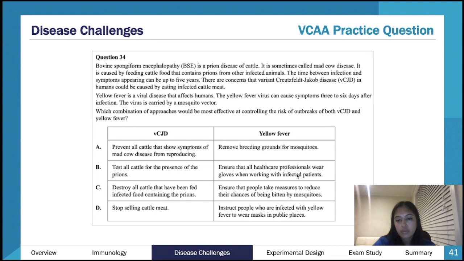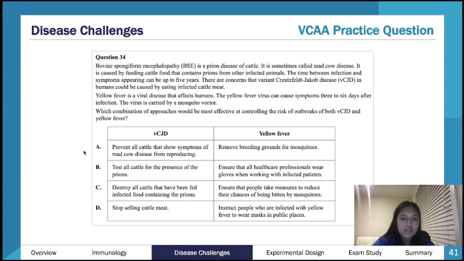Ensure that people take measures to reduce their chances of being bitten by mosquitoes. Yep, that's pretty good. Instruct people who are infected with yellow fever to wear masks in public places. Not the best thing, because this would be effective for respiratory or droplet transmission, but not really for something caused by a mosquito. So you're kind of down to A and C: prevent all cattle that show symptoms of mad cow disease from reproducing, and destroy all cattle that have been fed infected food containing the prions. They could both be quite helpful.